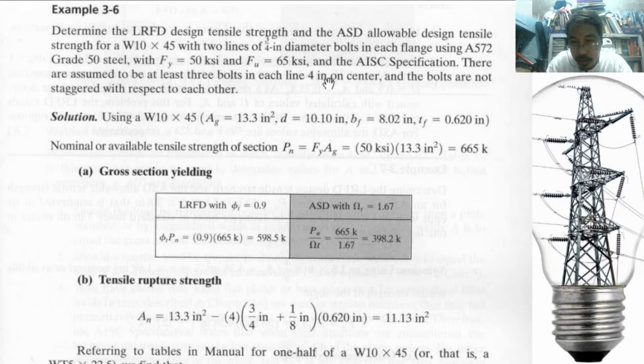4" on center. This is the distance. So the author mistakenly picked up the 4. Okay, this 4 is about inches and not about the number of bolts. How many bolts? 3. So this must be 3, and not 4. Okay, so I can show you the author's mistake.